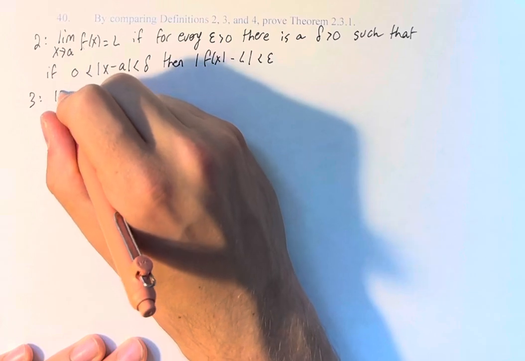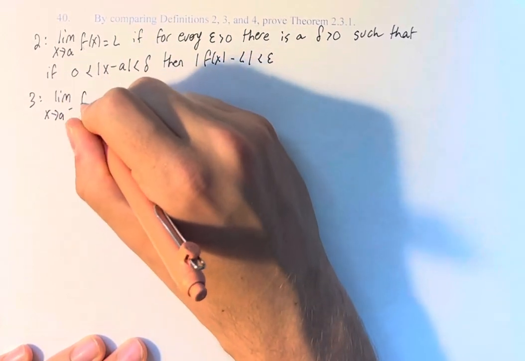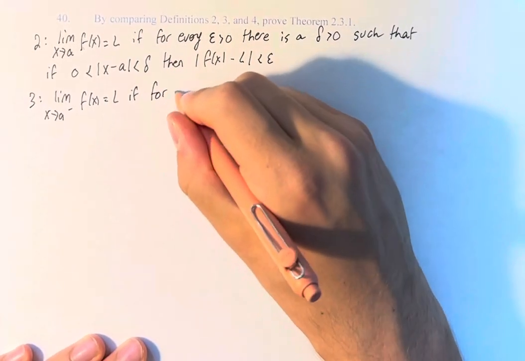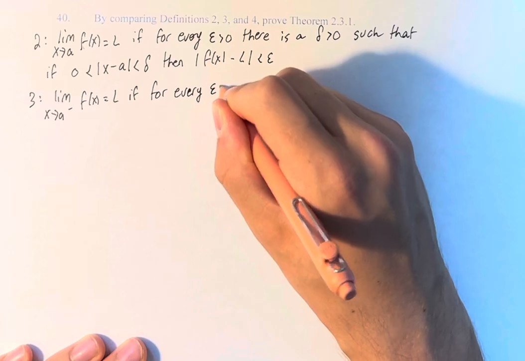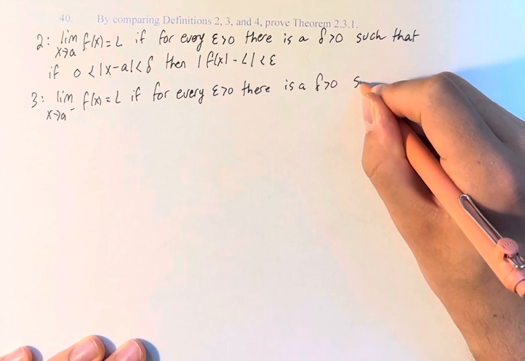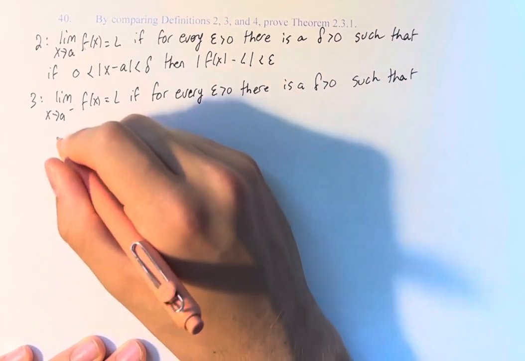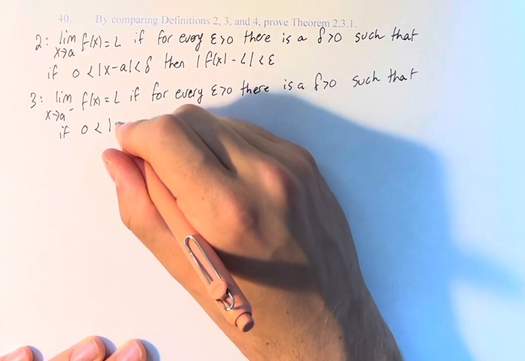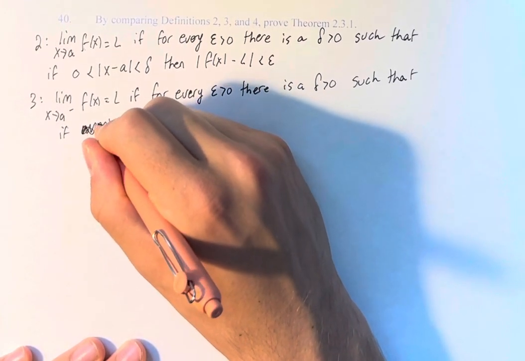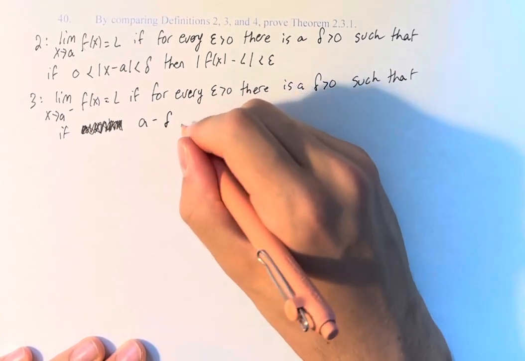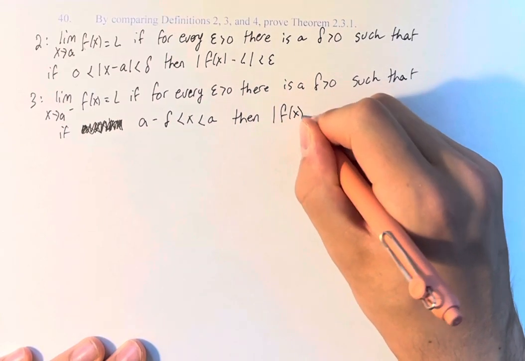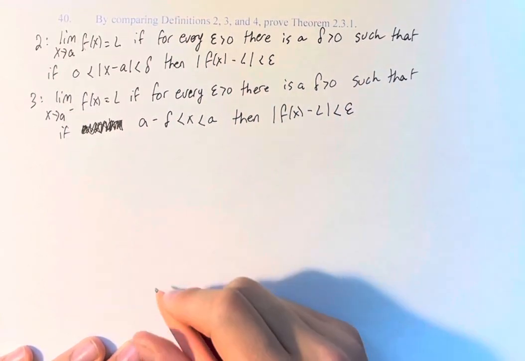Definition 3 states that the limit as x approaches a from the left of f of x equals L if for every epsilon greater than 0, there is a delta greater than 0 such that if a minus delta is less than x is less than a, then the absolute value of f of x minus L is less than epsilon.